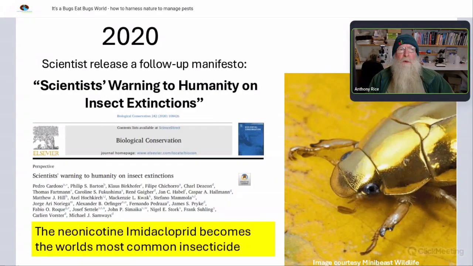So moving on to 2020, scientists released a scientists' warning to humanity on insect extinctions, and it highlighted this general, dramatic decline in insect numbers all over the world, and how it was likely to impact us. At the same time, the neonicotinoid imidacloprid becomes the world's most commonly used insecticide, and it still is the world's most commonly used insecticide by a very, very great margin.